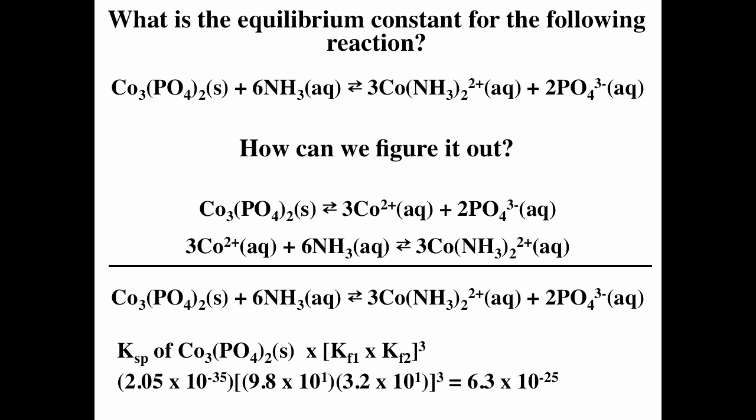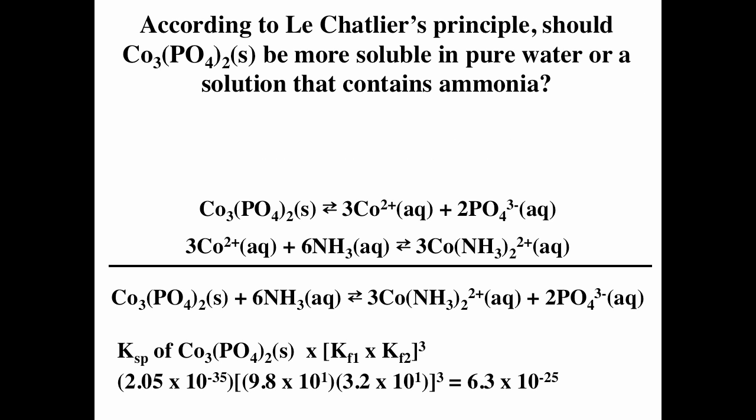Now the top reaction that we added was just the KSP of the cobalt phosphate. The second reaction that we added, the equilibrium constant, is going to be the Kf1 times Kf2 to the power 3. Remember, if you multiply a reaction times the number 3, then you have to take the equilibrium constant to that power. The reaction started as being a summation of the first Kf1 plus Kf2. And so looking at the numbers, KSP is 2.05 times 10 to the minus 35th, and then Kf1, Kf2, and then we end with 6.3 times 10 to the minus 25th.